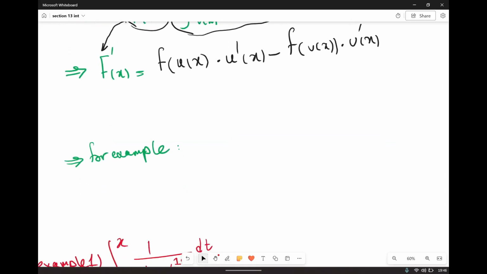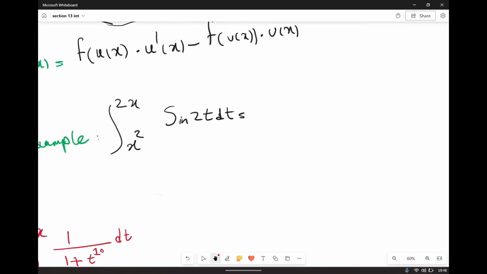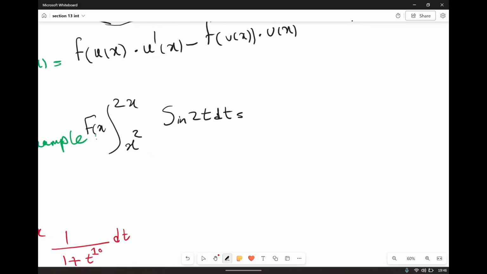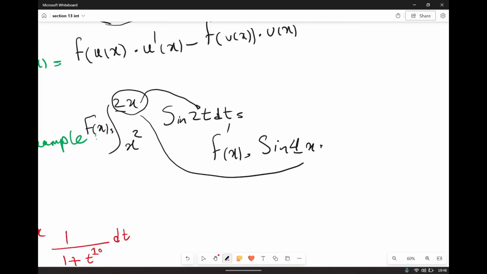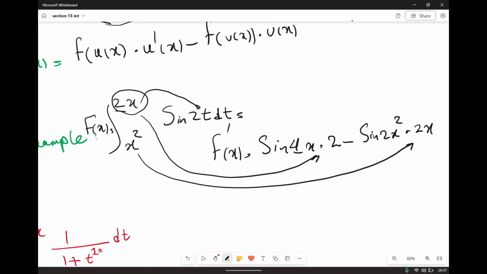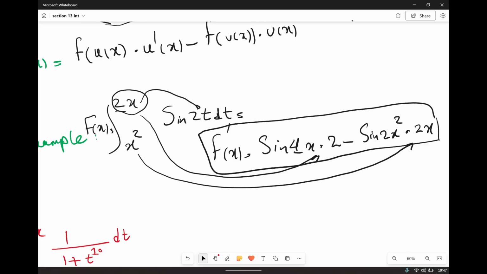For example, consider you have the integral from x power 2 to 2x of sine of 2t dt. If I'm going to calculate f prime of x, it is exactly, at the first I put in place of t the upper limit 2x, so sine of 4x power 2, times the derivative of this part, which is 2, minus sine of 2x power 2 times the derivative of this part, 2x. That is exactly the derivative of the initial function.